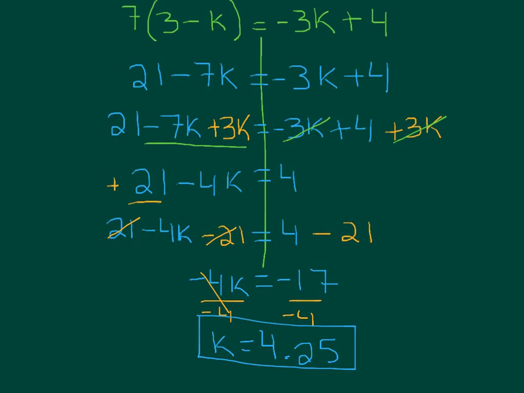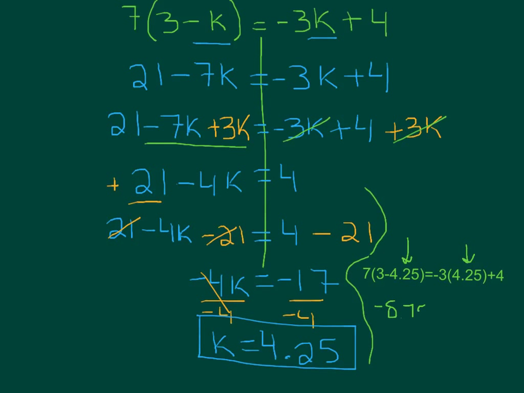So there's my answer, but don't forget to check by plugging in your answer into all of the variables in the original equation. So here I have plugged in 4.25 on both sides, and I can simplify. On the left side, you should get negative 8.75. And then on the right side, you should also get negative 8.75, which shows that our answer is correct because we get the same thing on both sides.